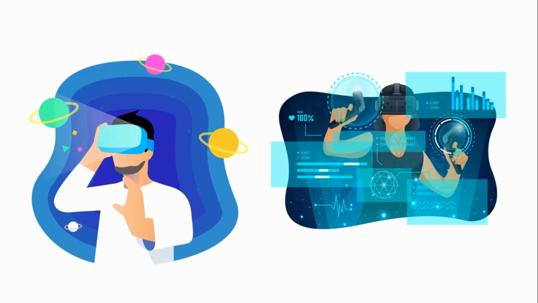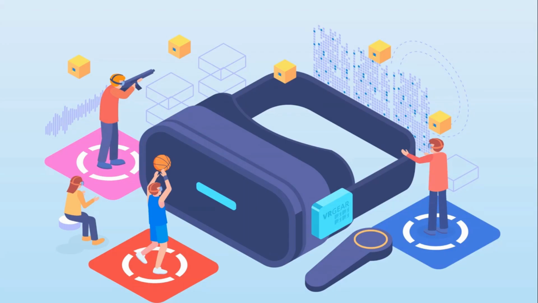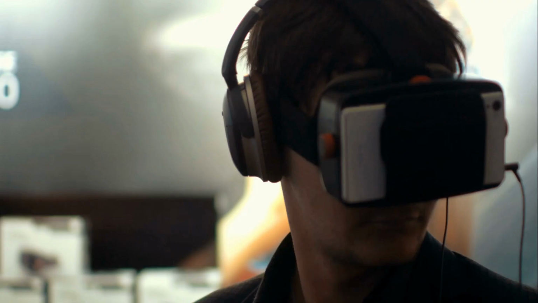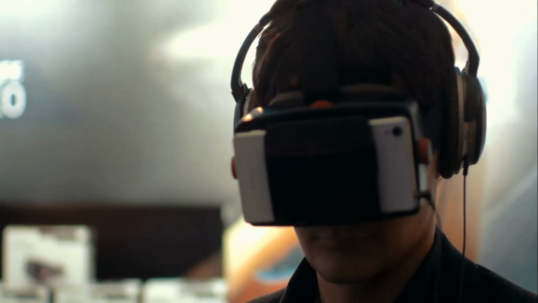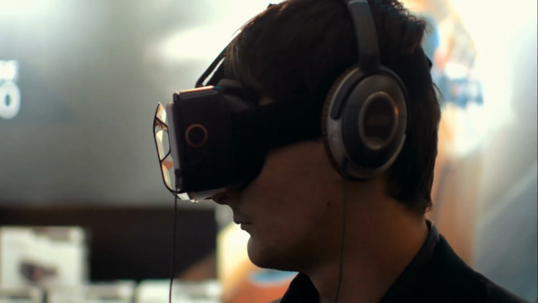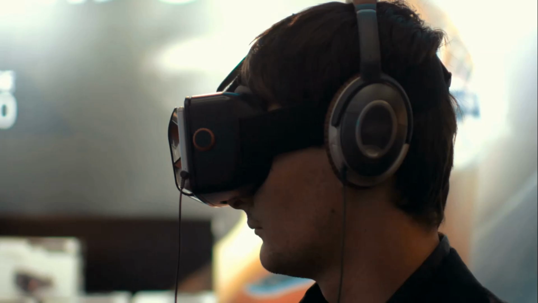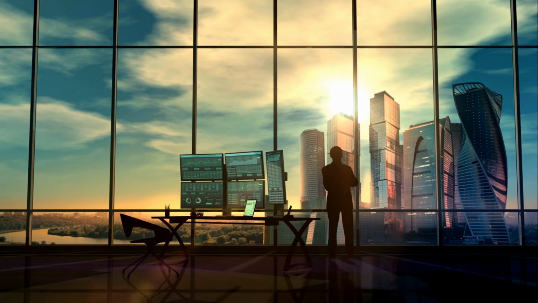The overlaid sensory information can be constructive or destructive. This experience is seamlessly interwoven with the physical world, such that it is perceived as an immersive aspect of the real environment. In this way, augmented reality alters one's ongoing perception of a real-world environment, whereas virtual reality completely replaces the user's real-world environment with a simulated one. Augmented reality is related to two largely synonymous terms: mixed reality and computer-mediated reality.